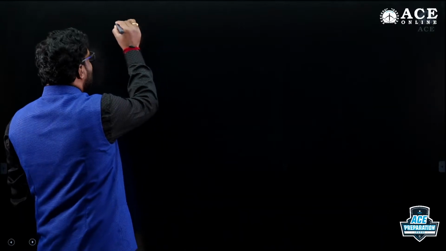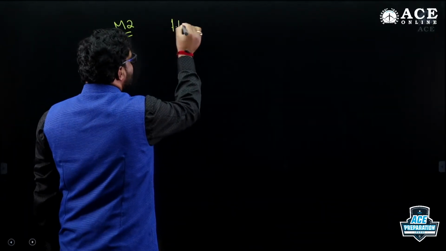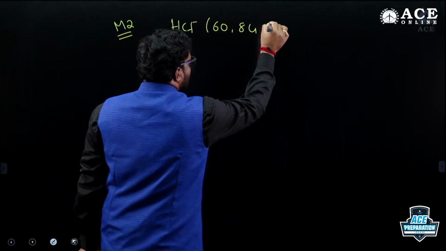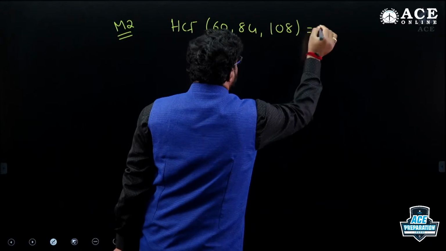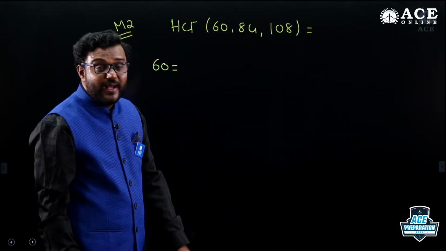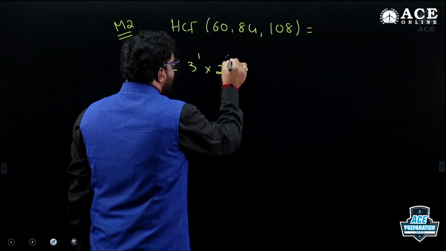The next method, like we discussed in LCM: write the given number as prime number powers, my dear friends. 60 is 12 into 5, and 12 is 3 into 4. You can write this as 3 power 1 into 2 square into 5.